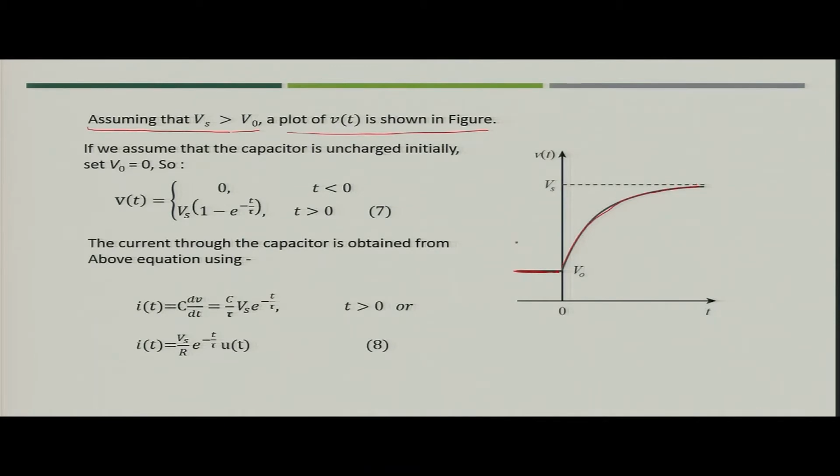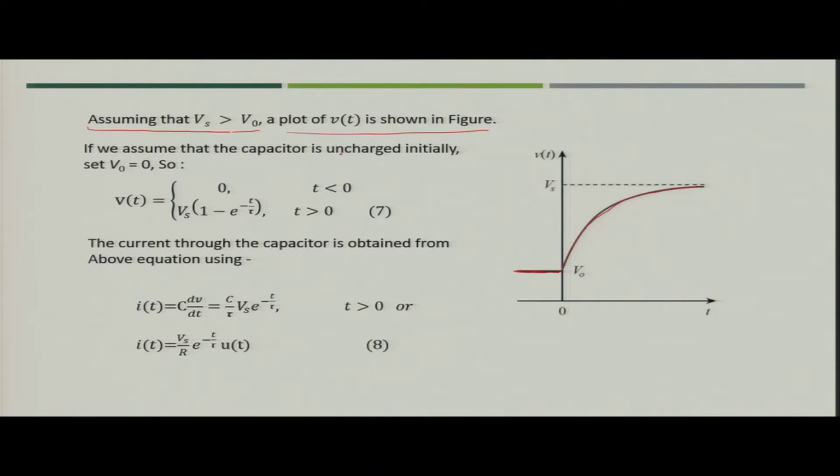The important thing to remember is that at steady state, which typically occurs after 5 time constants, the voltage across the capacitor would be equal to Vs, the source voltage.